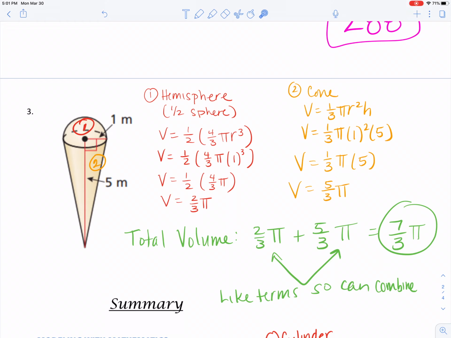So when I get the total volume and I take 2/3 pi plus 5/3 pi, I could actually simplify that and get 7/3 pi because they're like terms. They both have a pi, so it acts just like a variable would act. I added the 2/3 and 5/3 and then put the pi on the end. Again, if it didn't say to leave it in terms of pi and wanted you to round it, I would put this whole thing in the calculator and then round the answer.